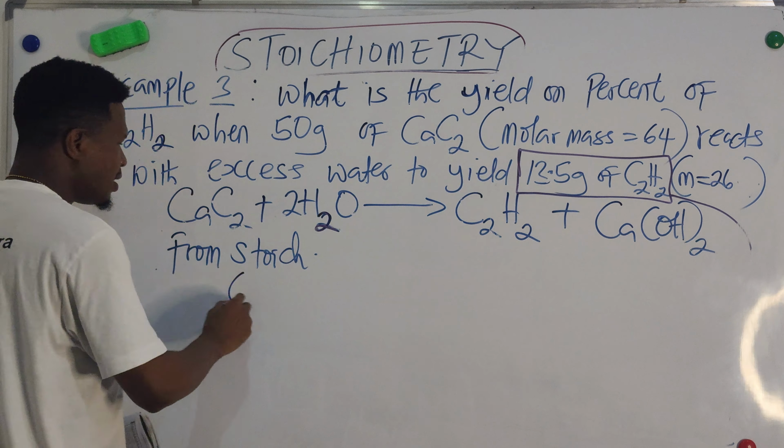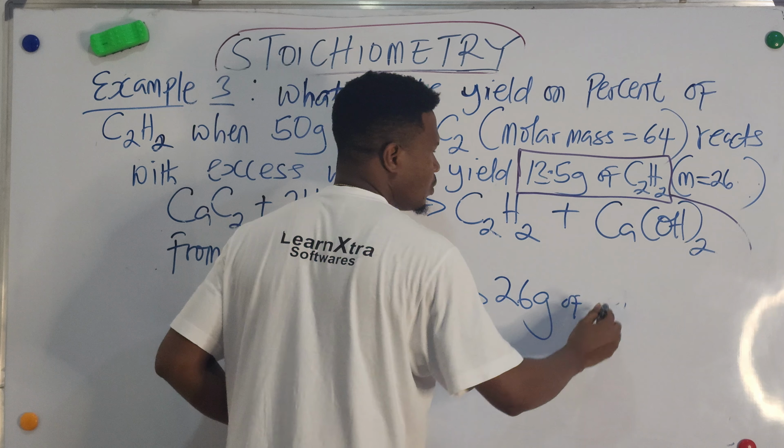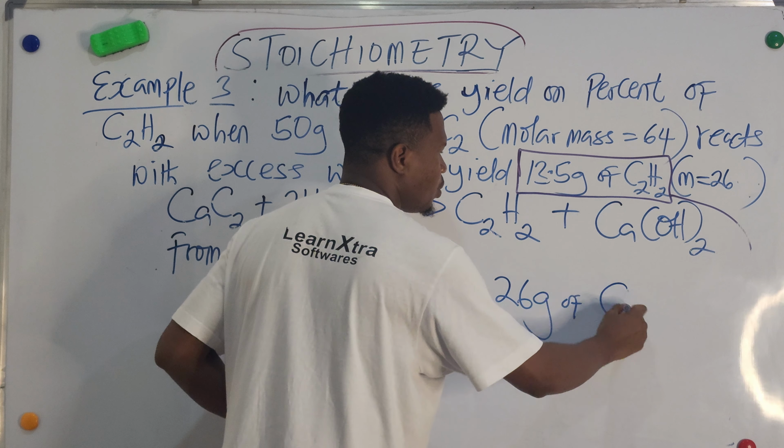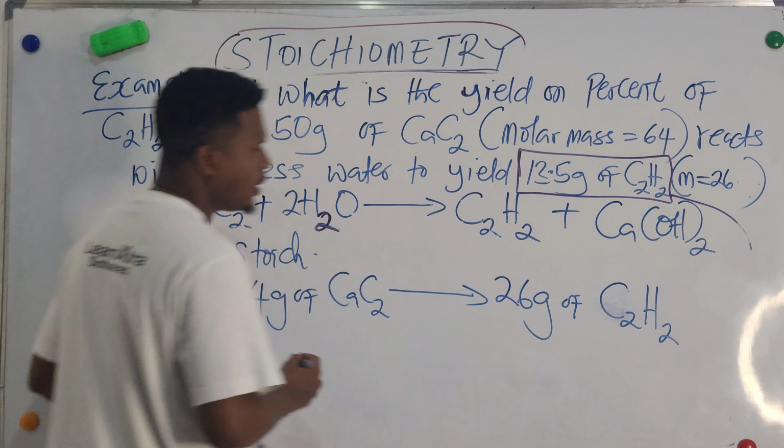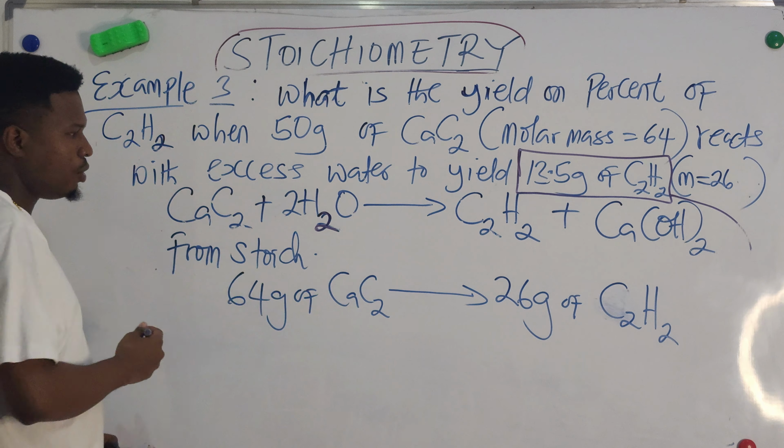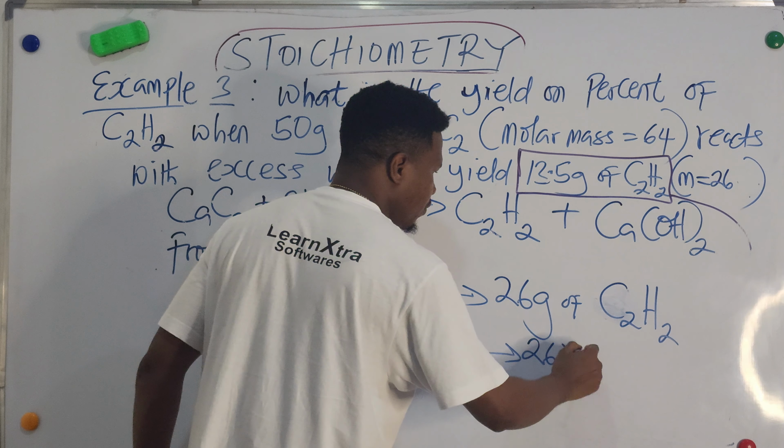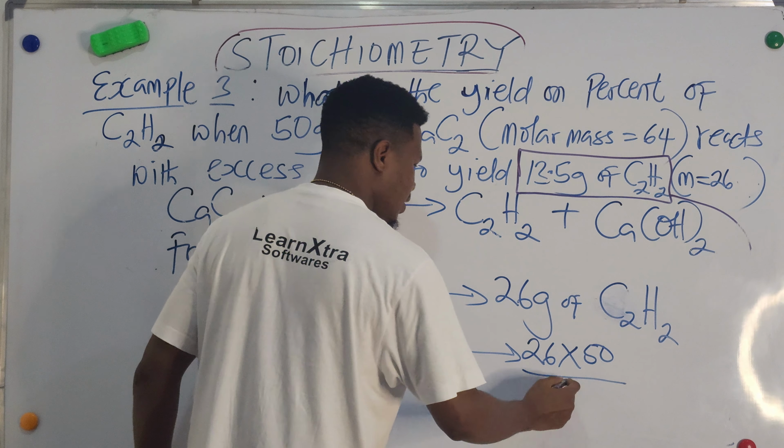So it's going to be 64 grams of calcium carbide produces 26 grams of acetylene. If this is possible, then 50 grams of this same calcium carbide from the question will produce how much? How do we know what is produced? So it's going to be cross multiplied. So it's going to be 26 times 50 all over 64.